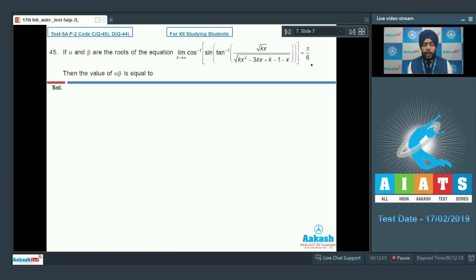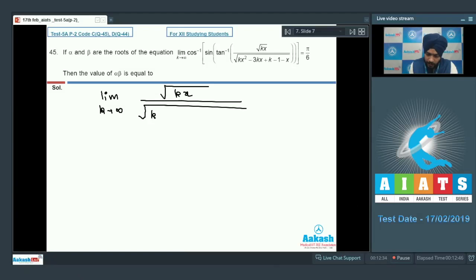Let us shift the functions because the limit is already given to be finite. So limit cos inverse will be shifted on the right hand side, it will become cos. So cos pi by 6 will be root 3 by 2. Then sine inverse root 3 by 2 will be pi by 3 and tan of pi by 3 will be root 3. So it is very clear that limit k tends to infinity, root kx upon root kx square minus 3kx plus k minus 1 minus x is equal to root 3.